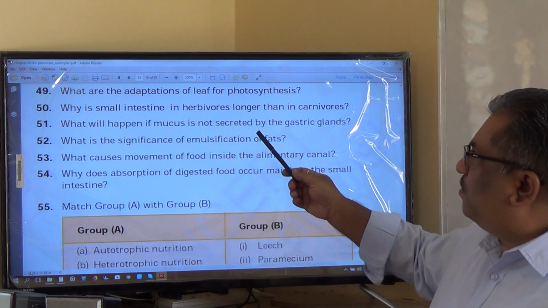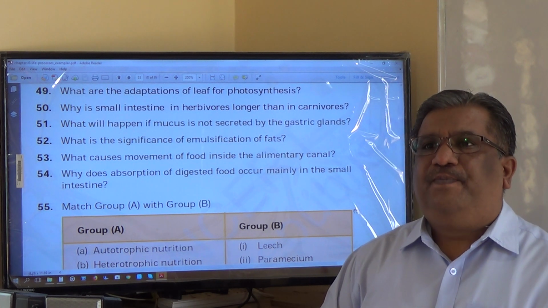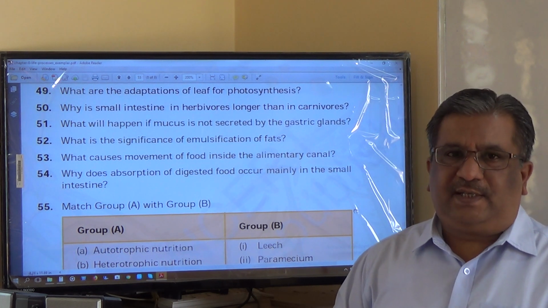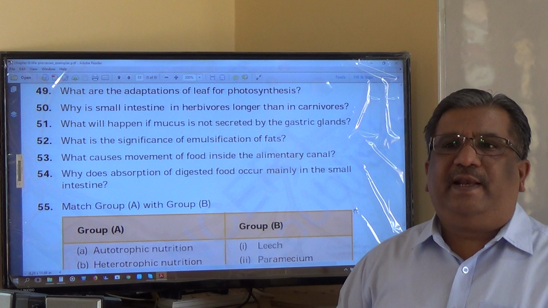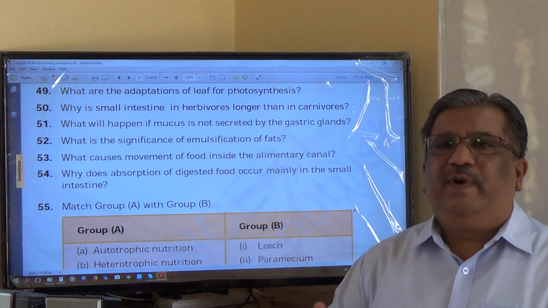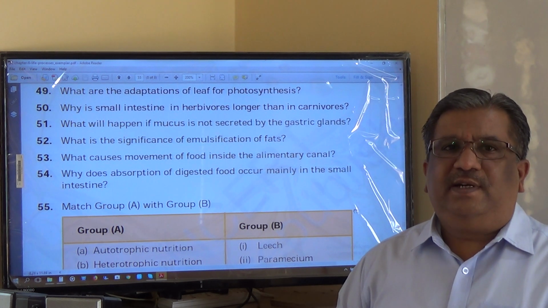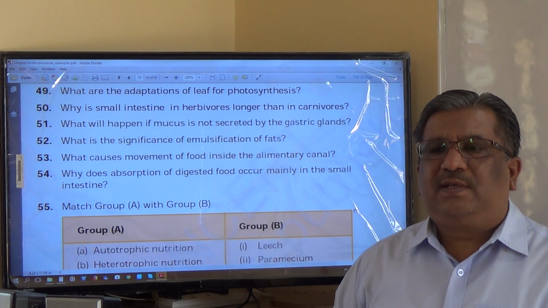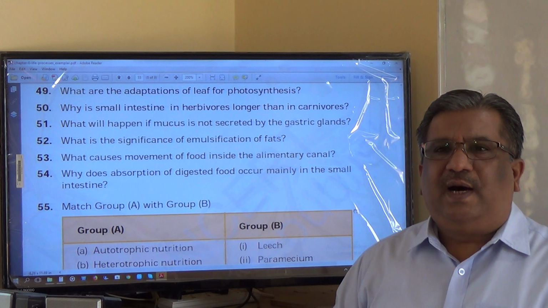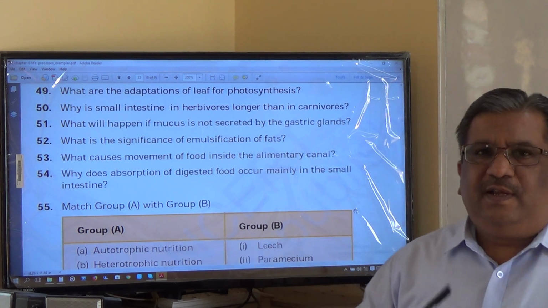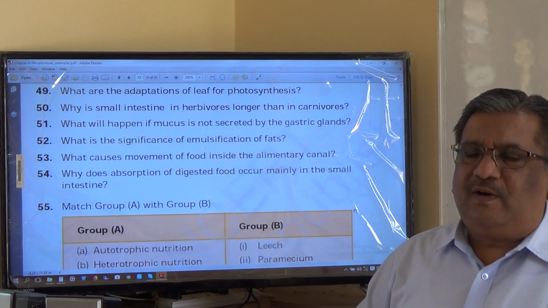What will happen if mucus is not secreted by the gastric glands? Due to the corrosive action of the hydrochloric acid, the inner lining may erode. Erosion of the inner lining takes place. What is the meaning of erosion? Wearing out of the inner lining takes place, which leads to acidity and also some bubble-like structures, which sometimes we term as ulcers. So it may lead to ulcers if mucus is not secreted, or the mucus lining is not there.